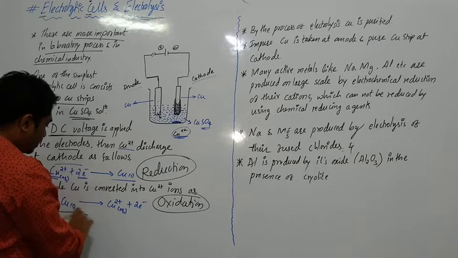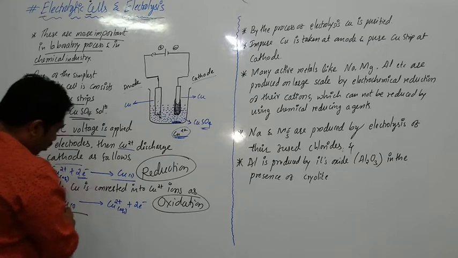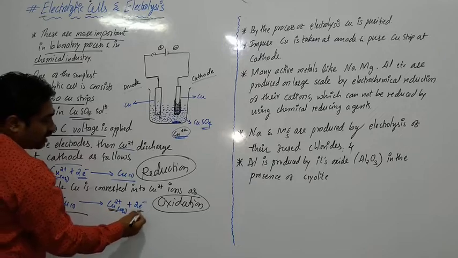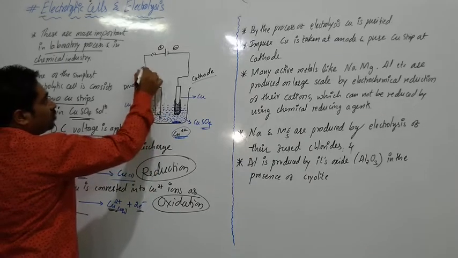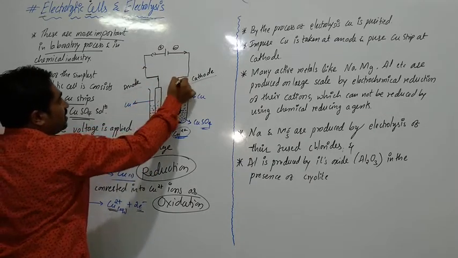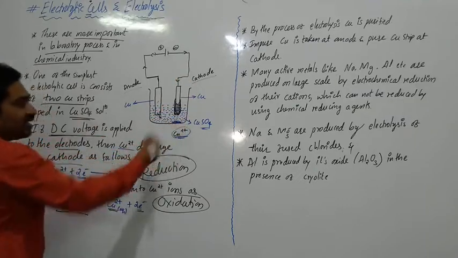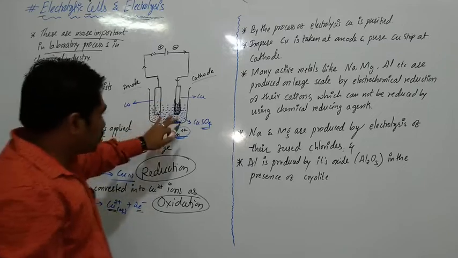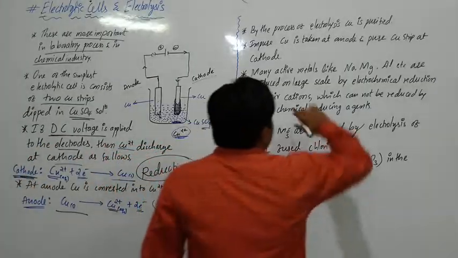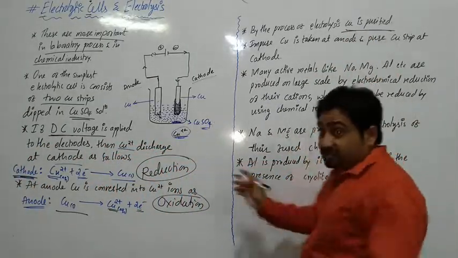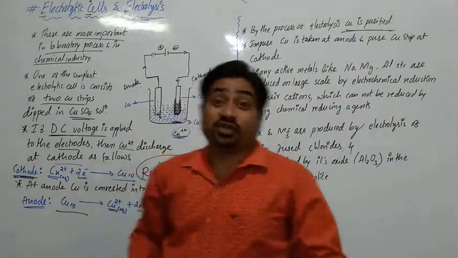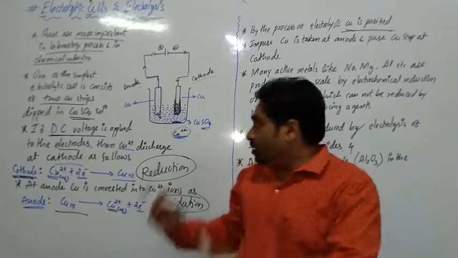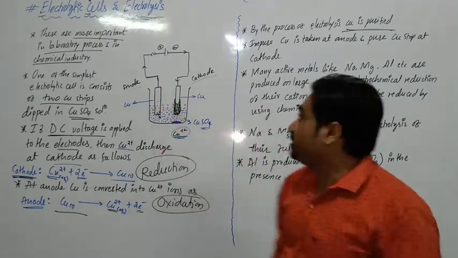According to this equation, copper gives out 2 electrons and is converted into Cu2+ ions. Those electrons move in this direction and reach the cathode, where they are reduced. See here, by this process of electrolysis, copper is purified. So this is a very important industrial process, because impure copper is purified by using it.